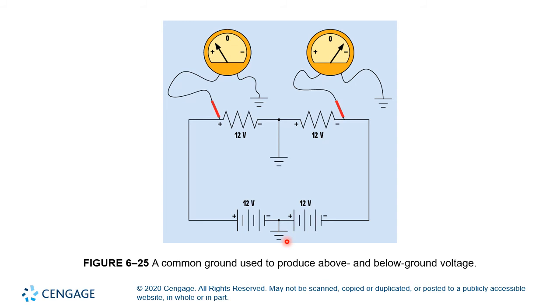These are all the same ground, right? So this is all tied to earth. That would be generally your 0 point. So just because you see multiple ground symbols doesn't mean there's multiple grounds. It's just a convention used to keep diagrams simple.